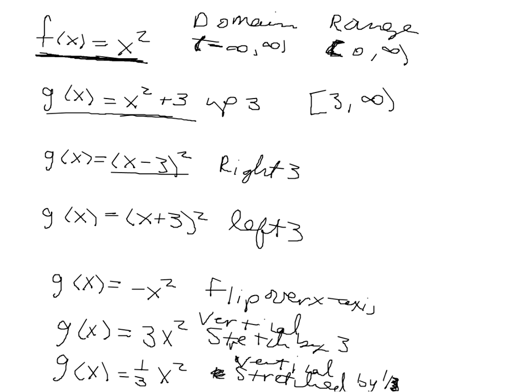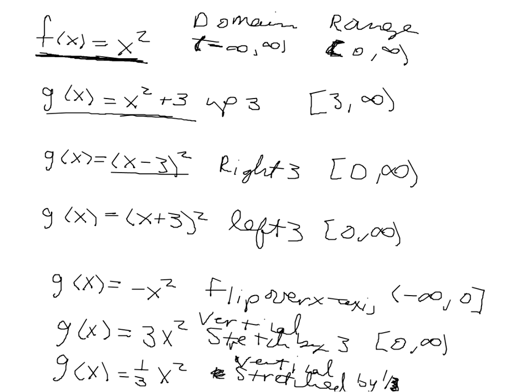Here I'm moving horizontally, so my range stays the same. Another horizontal, so my range stays the same. Here I flip over the x-axis, so if I have 0 to infinity and flip it over the x-axis, I get minus infinity to 0. And then these, they're vertical stretches, but I'm pinned at 0, I still go from 0 to infinity. So this does not change my range.